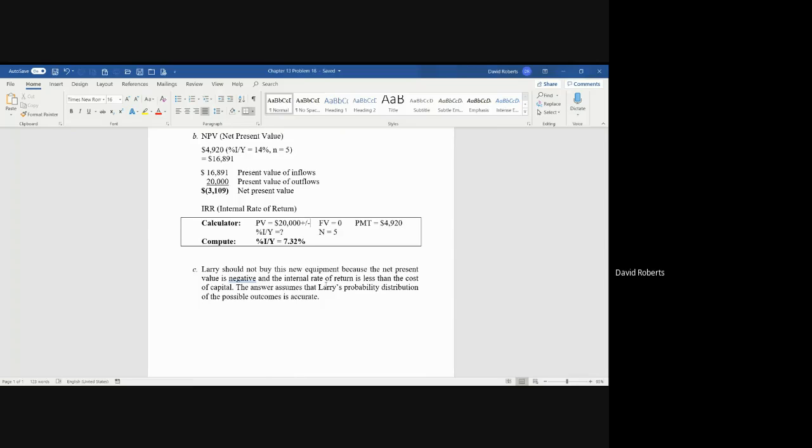So you can see, if you were to do this in industry, you would try different weights for probability, just in case the 40% should be 30 and the 30 should be 50 and things along that line. So you can get a different expected cash flow, or PMT. So that's how you do problem number 18.